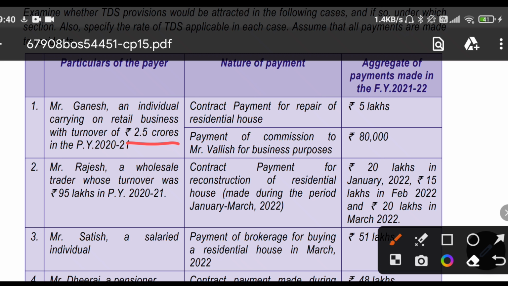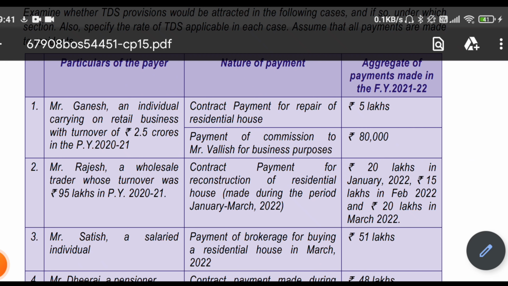So he has made a contract payment for repair of a residential house and the aggregate payment is 5 lakh, but you have to understand this is for personal purpose, and no TDS is required to be deducted if the payment is for personal purpose. Okay, the contract is for personal purpose, so on 5 lakh no TDS will be applicable. And payment of commission to Mr. Valish for business purpose of 80,000, and 194H will be applicable, right. In 194H there is a threshold limit of 15,000 and it is exceeding 15,000, so 5% TDS will be applicable on this, right. So 80,000 into 5%, 4,000 will be required to be deducted.